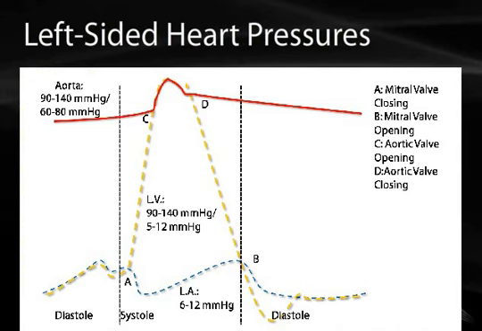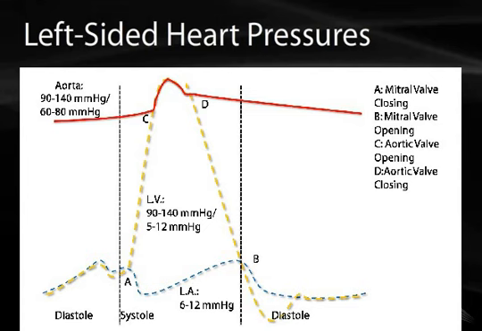Here are all the left-sided heart pressures superimposed on the same graph. They're very similar to the right-sided heart pressures, but the pressures themselves are elevated. The left atrial pressure on the bottom is 6 to 12 millimeters of mercury. The left ventricular pressure is 90 to 140 millimeters of mercury over 5 to 12 millimeters of mercury. And the aortic pressure is usually 90 to 140 millimeters of mercury over 60 to 80 millimeters of mercury.